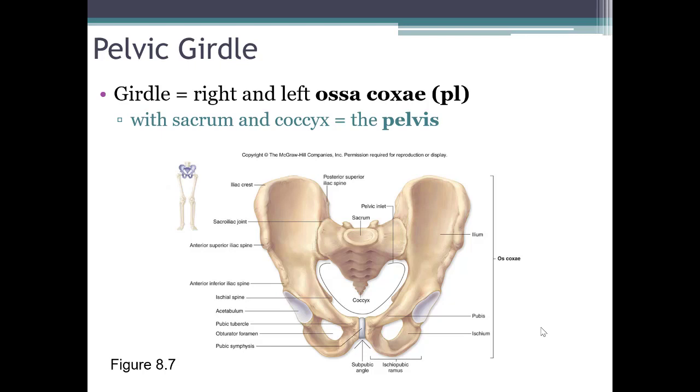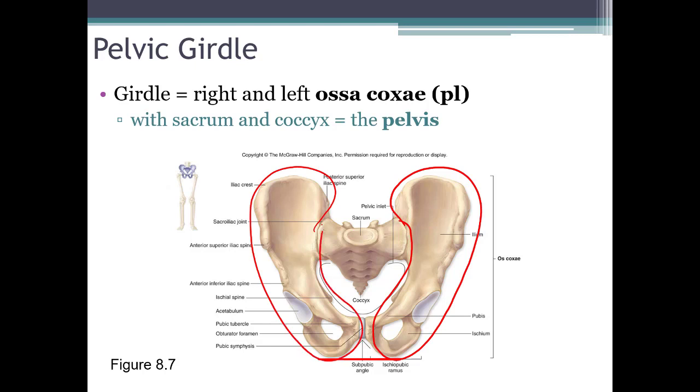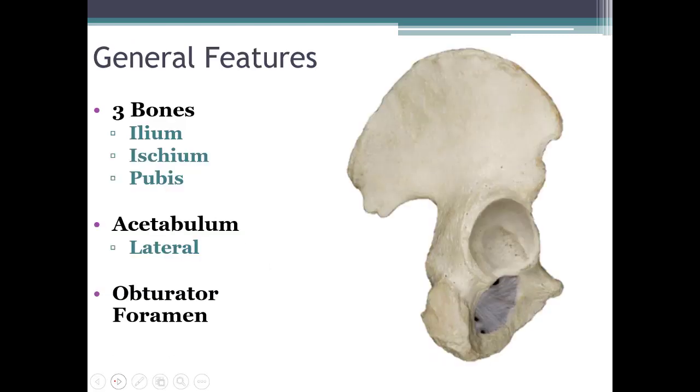It's made up of two ossa coxae, which is the plural of os coxa. So there's one, and there's the other. And then it's also made up of the sacrum and the coccyx, which we learned about in the exoskeleton. So focusing on the ossa coxae, each one is made up of 3 bones that fuse, and we can make the division like so.